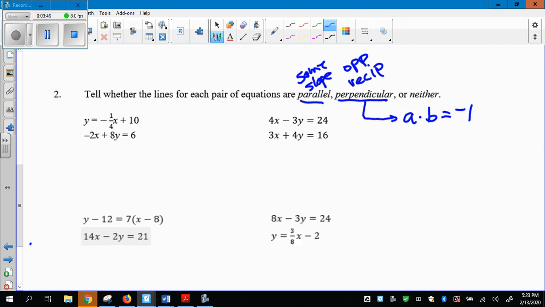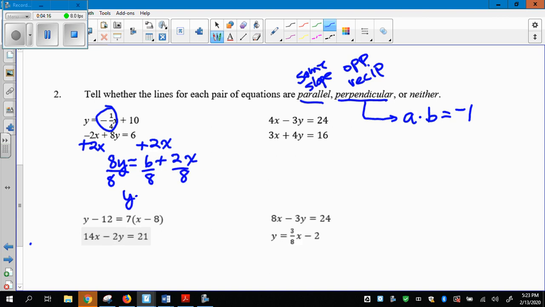Okay? So this equation is easy. The slope is -1/4 because we can see that's written in slope-intercept form. The bottom equation is written in standard form, so I can't really tell what the slope is right now. So I'm going to change it into slope-intercept form. To do that, I need to solve it for y. So I'm going to get rid of this 2x. So I get 8y equals 6 plus 2x over here. Then we just have to divide everything by 8.